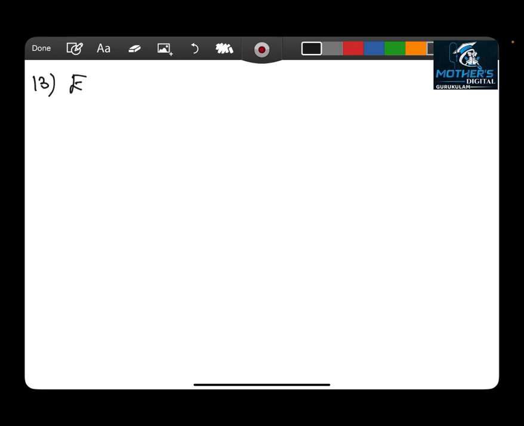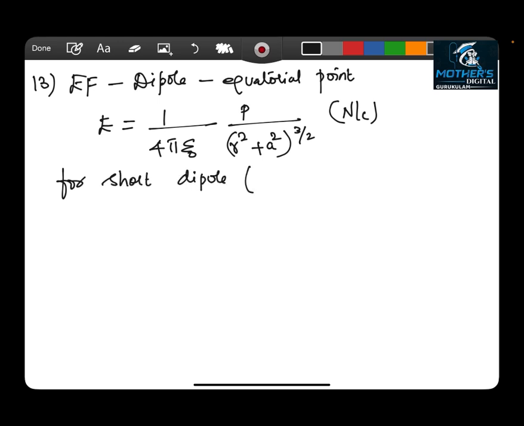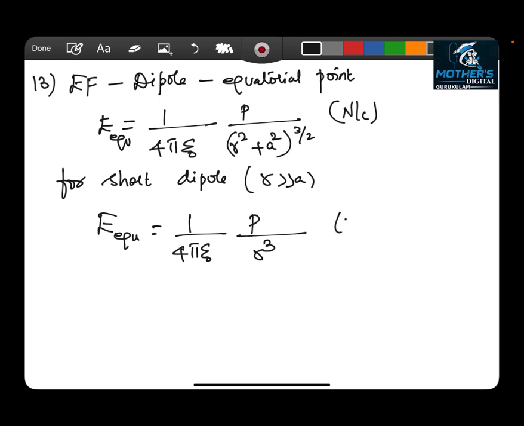13.1. Electric field due to dipole along the equatorial point. So E will be given as 1 by 4 pi epsilon naught P by R square plus A square whole power 3 by 2 Newton per coulomb. Again, for a short dipole, that is R is much greater than A, the above formula can be written as 1 by 4 pi epsilon naught P by R cube.